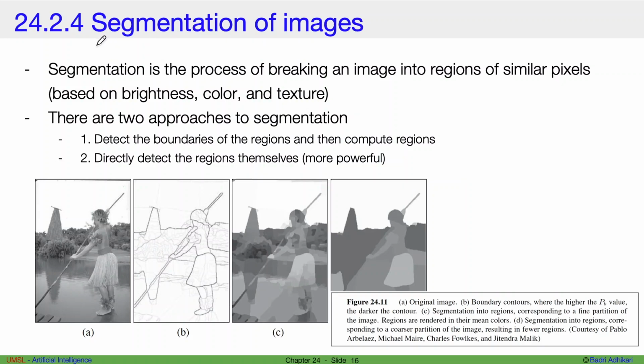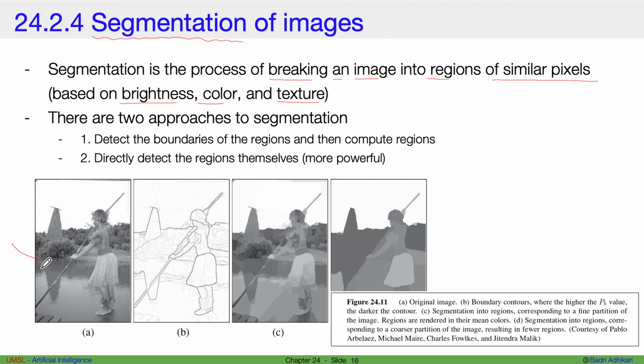Now we will briefly talk about image segmentation. We will not look into the details of how segmentation is done, but we will introduce the idea of image segmentation. Segmentation is the process of breaking an image into regions of similar pixels, that is, pixels that have the same brightness, same color, and same texture. Now there are two approaches to segmentation.